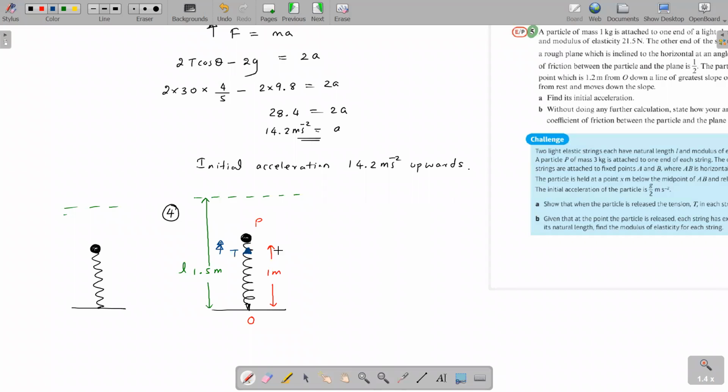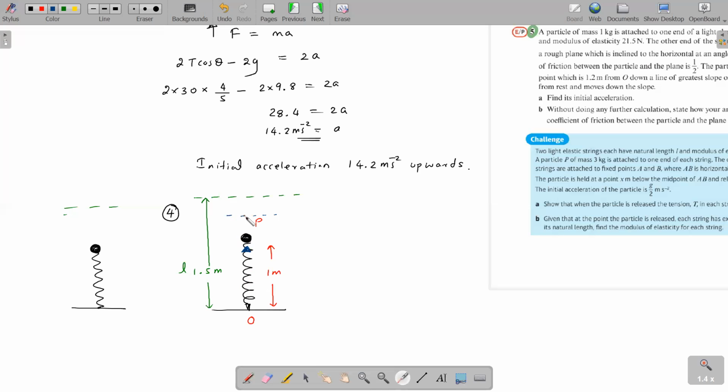Upward acceleration. So what else do we have other than the tension? I'm assuming that the equilibrium position with the weight is somewhere like over here. Okay, definitely it has to be below the natural length, isn't it? Definitely below. So I'm assuming it's somewhere over here. So for the particle, when you release it, it wants to go back to its equilibrium position. That's how it is.